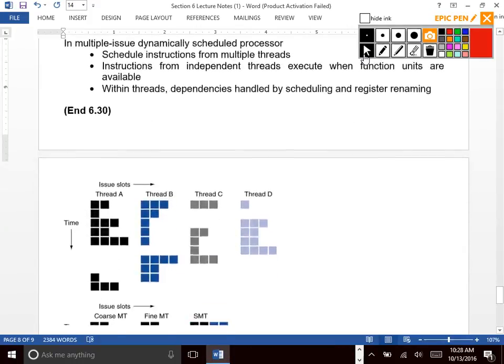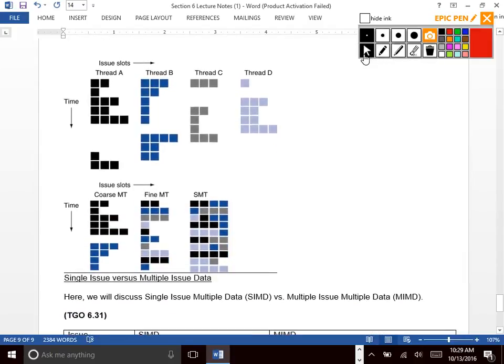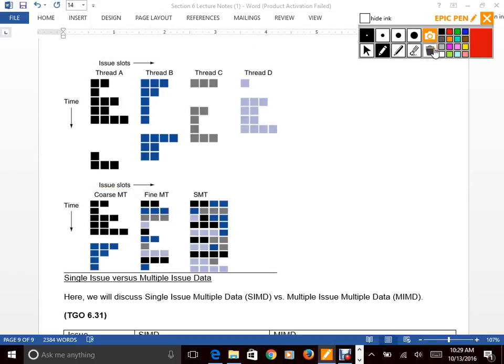So what does this all look like? All right, so you have 4 different threads here, and this is how coarse, fine, and simultaneous multi-threading actually solve this problem. So if it's coarse, what's actually happening is it gets here, and then it gets to this level 2 cache miss, right? And then it goes, oh, okay, now that I'm done, the next thing I'm going to do is allocate the processor to do thread B.